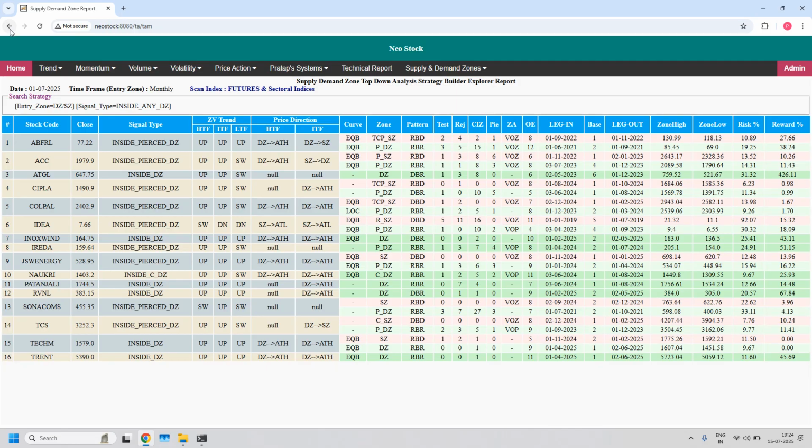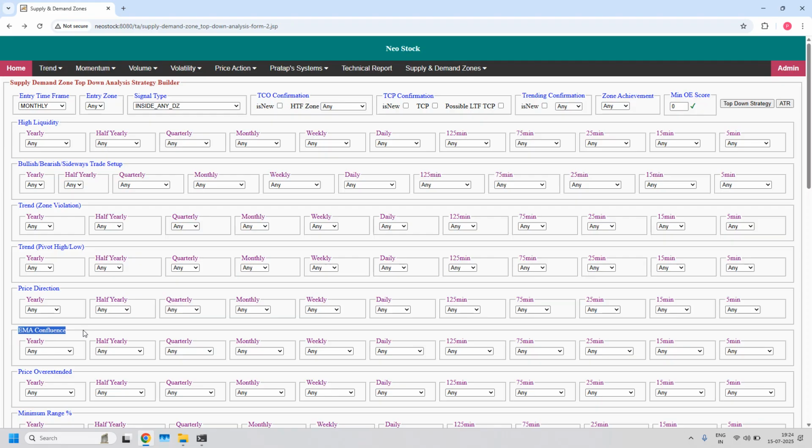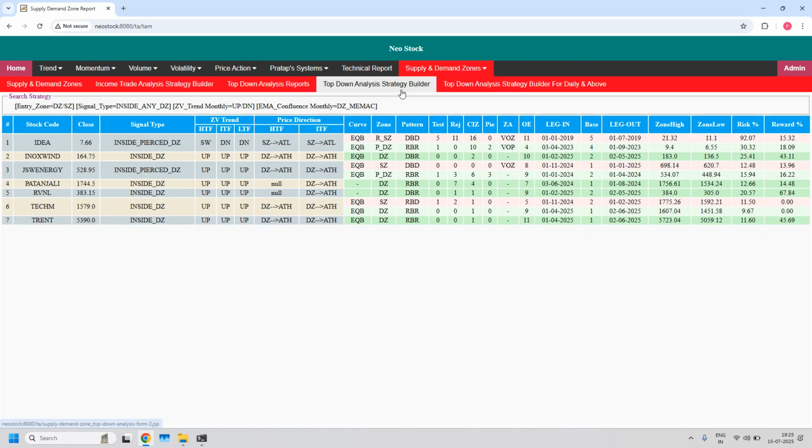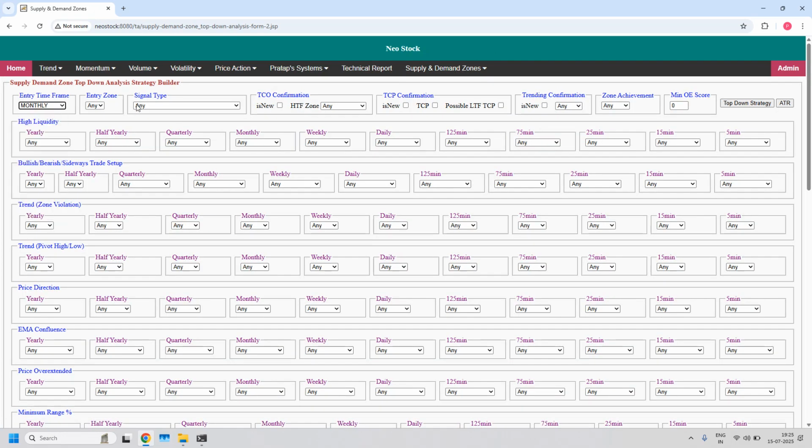We can further filter with EMA confluence. Monthly demand zone with monthly EMA. Trend on the monthly should not be sideways. We got 7 stocks. Next, price closed inside the monthly supply zone.